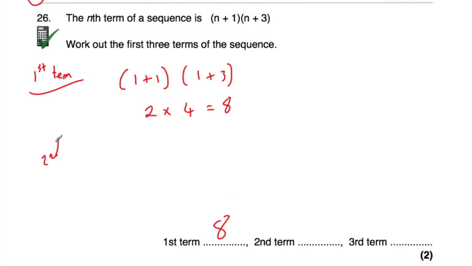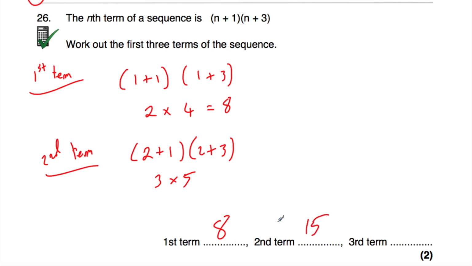The second term in the sequence, we would have, instead of n plus 1, we're going to have 2 plus 1, just substitute in 2 for the value of n, and then 2 plus 3. 2 plus 1 is equal to 3, multiplied by, remember, if the two brackets are beside each other, we're timesing them together. 2 plus 3 is equal to 5, and 3 times 5 is equal to 15. So the second term in the sequence is 15. And then the third term.